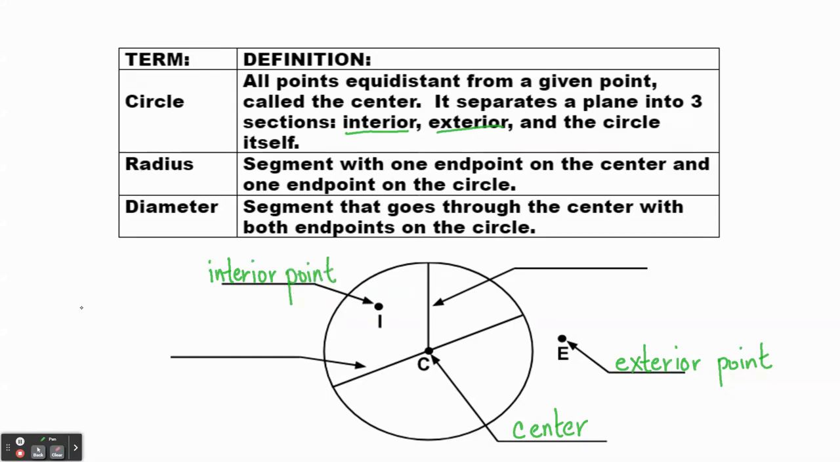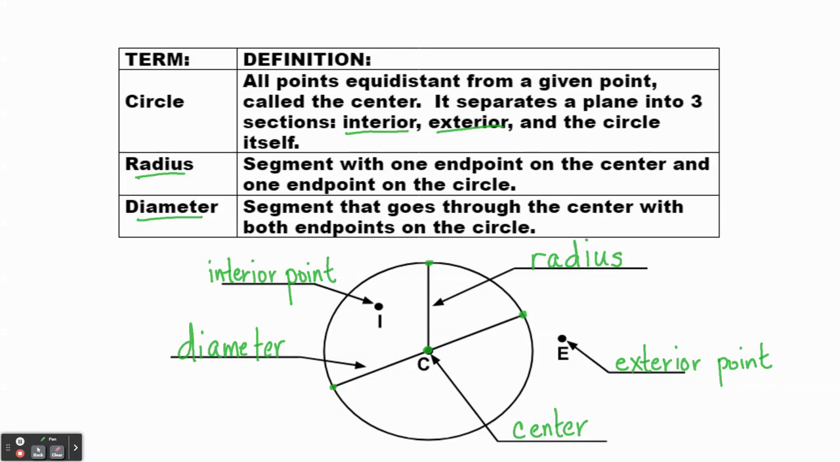Then we have two special segments inside of our circle. One is the radius. This is a segment with one endpoint on the circle and one endpoint on the center of the circle. So this segment here is the radius. And then we have the diameter. This is a segment that goes through the center, but both endpoints are on the circle. So this segment here would be called the diameter. I have often heard it said that the word radius has 6 letters. The word diameter has 8 letters. That's why the diameter is longer than the radius, if that helps you remember those two.